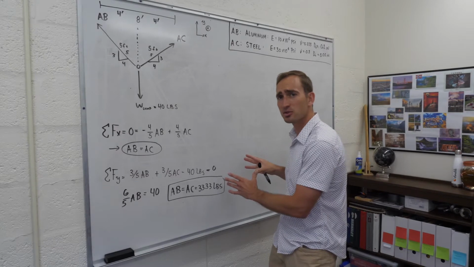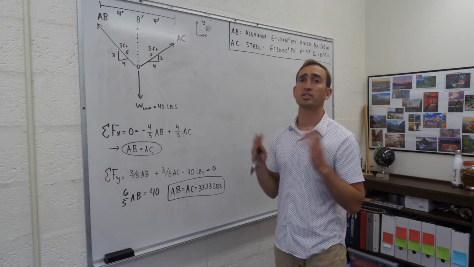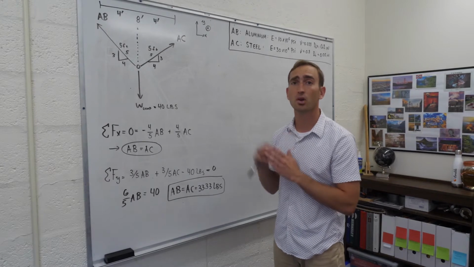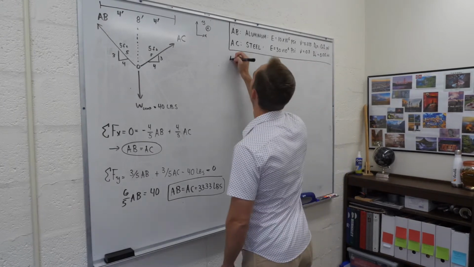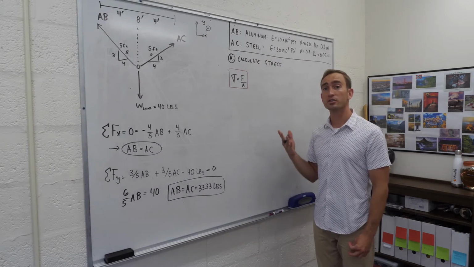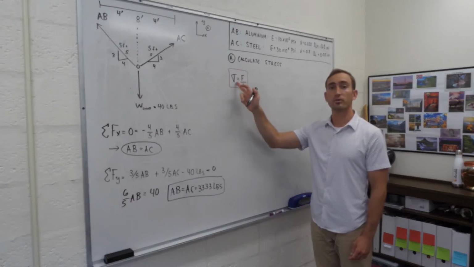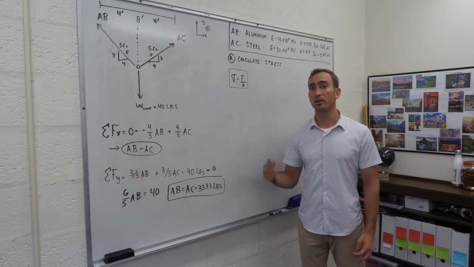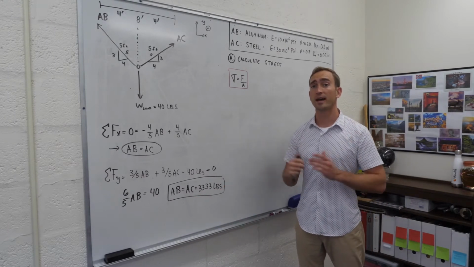So now that we think that our answer is pretty good, we'll move on to part A, which asks us to calculate the stress in each cable, both AB and AC. So I'll write that up on the board now. So to calculate the stress in each cable, we know that we're going to use the equation for stress, which is force over area. We know the amount of force in each cable is 33.3 pounds. We now just have to factor in the area.